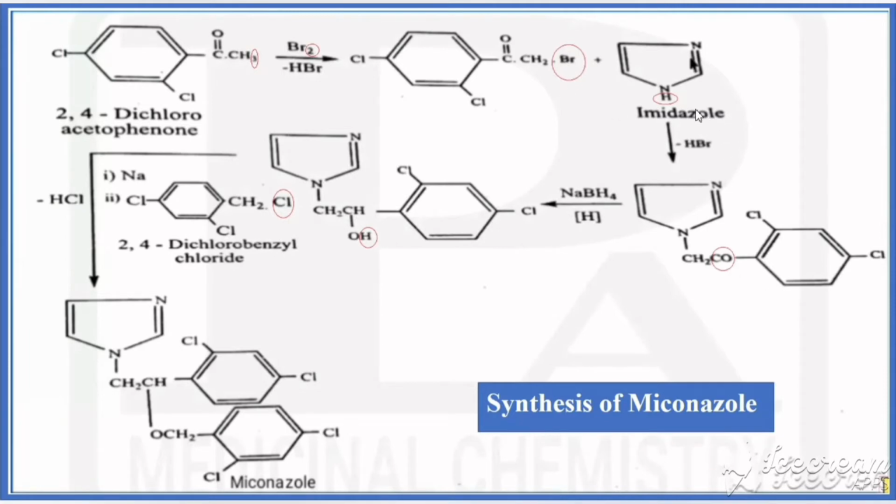Now with that we are adding imidazole. So what is meant by imidazole? It is a 5-membered heterocyclic ring having two nitrogens at 1,3. That is called as imidazole. Now with this bromo derivative we are adding imidazole. Now this hydrogen combines with Br and removed as HBr. That's why with the CH2 that imidazole first nitrogen would be attached, and we got this.